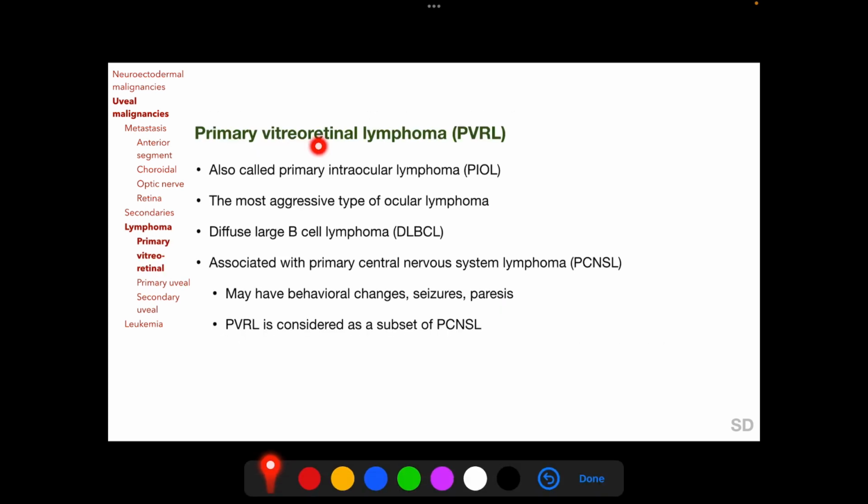Primary vitreoretinal lymphoma is also called primary intraocular lymphoma, and it is the most aggressive type of ocular lymphoma and is usually a diffuse large B-cell lymphoma histopathologically. Primary vitreoretinal lymphoma is usually associated with primary central nervous system lymphoma, and patients with primary central nervous system lymphoma may present with behavioral changes, seizures, and paresis. Primary vitreoretinal lymphoma is considered to be a subset of primary central nervous system lymphoma.